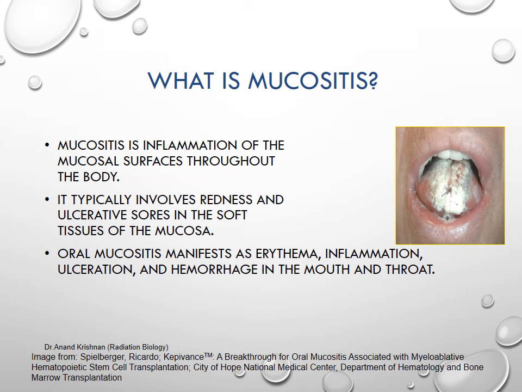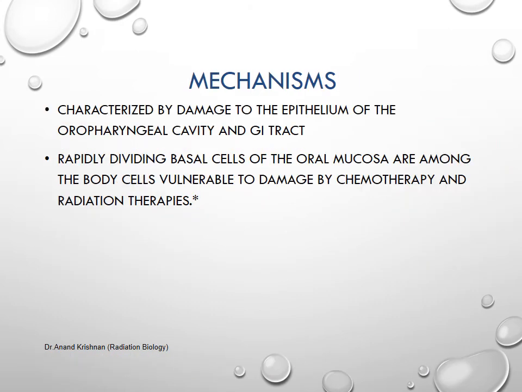Moving on, so what is mucositis? Mucositis is the inflammation of the mucosal surface throughout the body. It typically involves redness and ulcerative sores of the soft tissue of the mucosa, and oral mucositis manifests as erythema, inflammation, ulceration, and hemorrhage of the mouth and the throat. So it is characterized by damage to the epithelium of the oropharyngeal cavity and gastrointestinal tract.